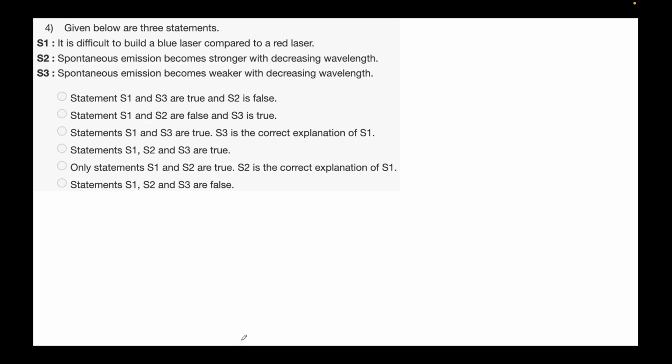That was the theoretical part. Now we come to the application part of it. When we want to make lasers, when we want to fabricate them, how do we do that? We are given 3 statements. It says that it is difficult to build a blue laser compared to a red laser, and the reason can be either of these two: spontaneous emission becomes stronger with decreasing wavelength, or it becomes weaker. So how do we know that?